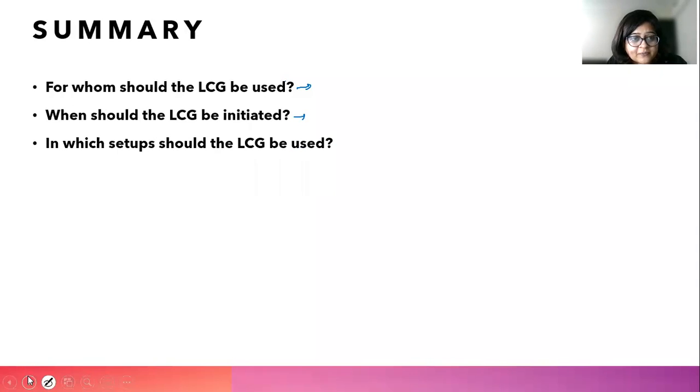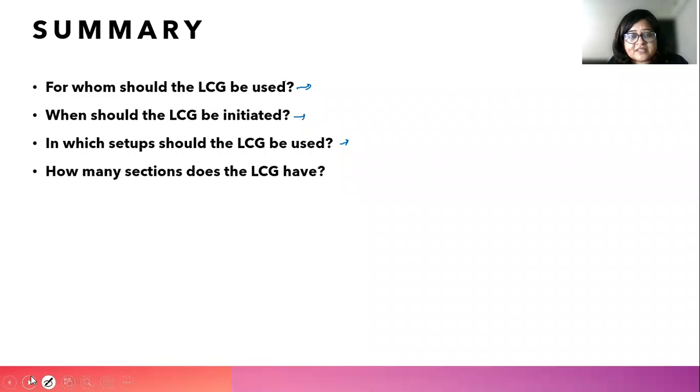Next question. In which setup should the LCG be used? I didn't cover this, but the question is there. What I mean to say, in which kind of healthcare centers, primary centers, tertiary centers, where should we use the LCG? Yes, all healthcare setups. It should be used whether they were working in a primary center or in a corporate hospital or in a medical college. It is a standardized format. It should be used anywhere that you are delivering women.